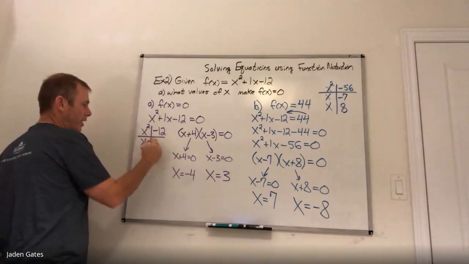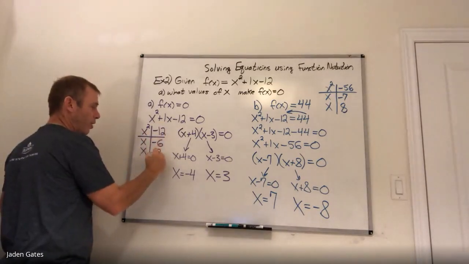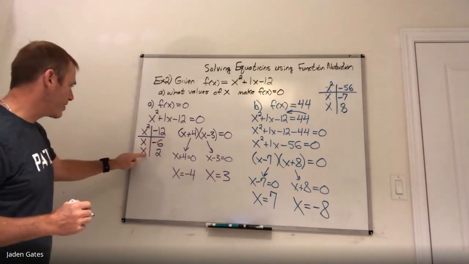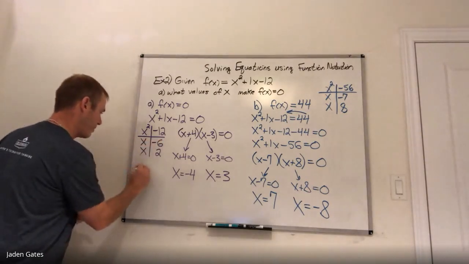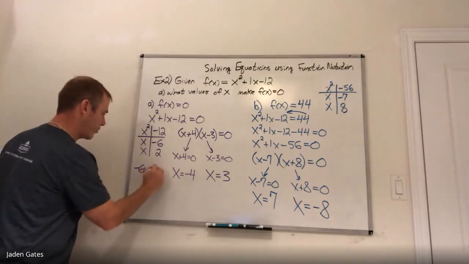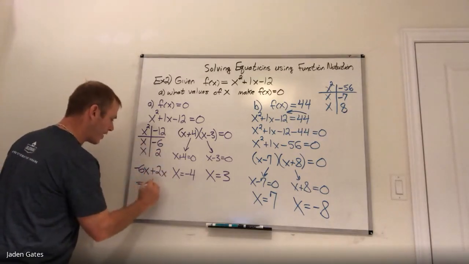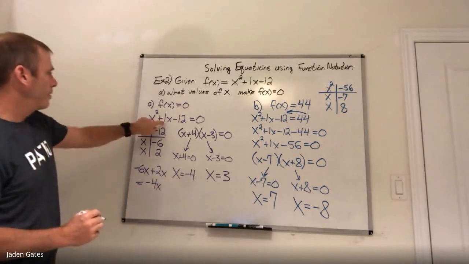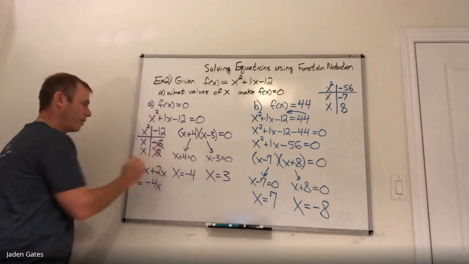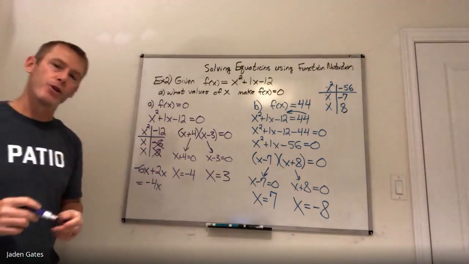For instance, -6 and 2 would work, right? But watch this. -6 times x is -6x, plus you got 2 times x, which is 2x. Well, that's a total of -4x. That doesn't match. So those don't work. So you have to find the numbers that do work.